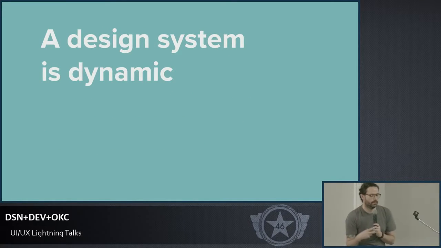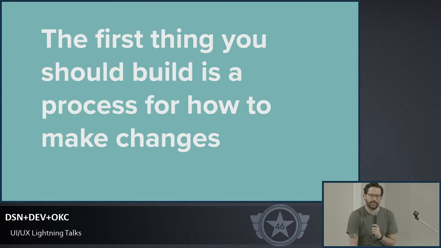First tip, just remember that a design system is dynamic. It's going to be changing. You're going to have new features. It's going to be in flux. And so with that, the first thing that you should build when you start working on this is a process for how to make those changes. That can be as simple as making sure that it is a Git repo and you're making pull requests, or you can have something that's a lot more formal. But just make sure you have that groundwork on how you're going to make changes moving forward, because you will need to make changes. You'll have bugs or new features, like I said.